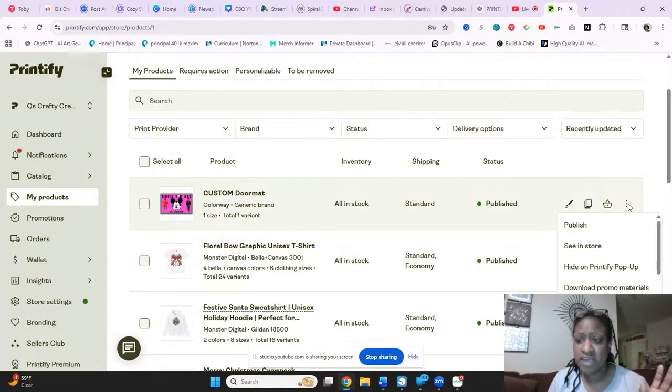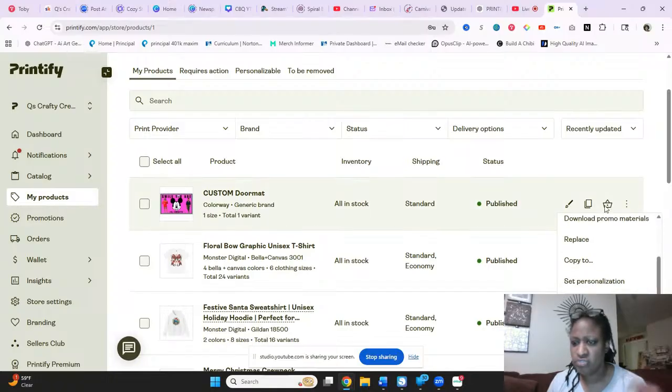You come over here and you publish. It's published now. See it in a store, which means it'll take you right to the store if you had Etsy or Shopify. Or hide on Printify pop-up. So when you hide it, it's still there, but it doesn't show up when you go live. So you can hide it and then download promo materials. I don't know about that one. I haven't used that one.